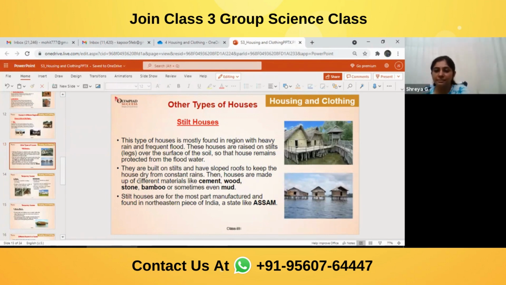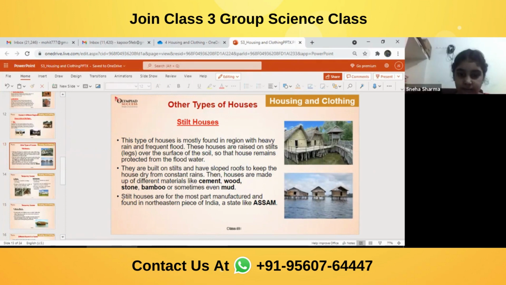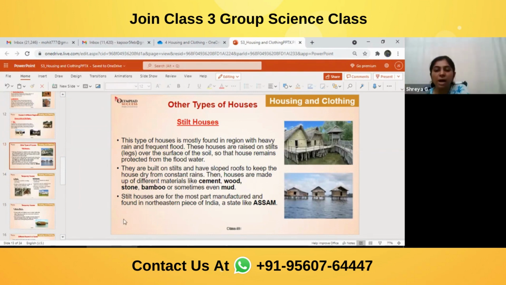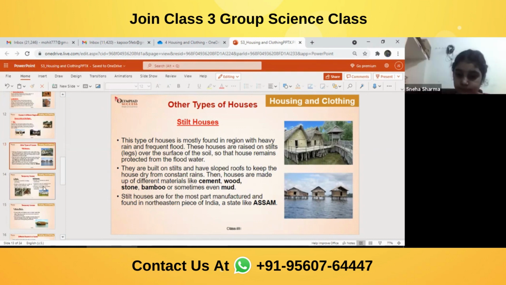Okay. Yes, Neha. And what is manufactured, third point, first line? Stilt houses are for the most part manufactured, and manufactured means made. Okay, ma'am. Okay, so these are the stilt houses.